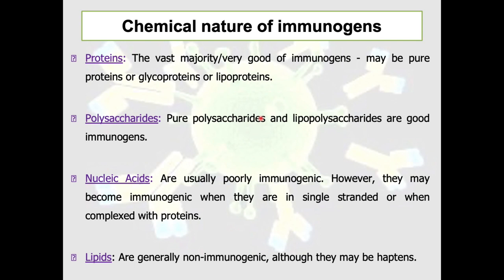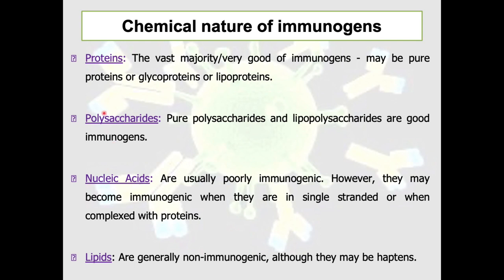The vast majority of foreign substances come from proteins. So it can be pure proteins, glycoproteins or lipoproteins. Anything regarding proteins is a good immunogen, right? Whereas polysaccharides, pure polysaccharides or lipoproteins, are also good immunogens.